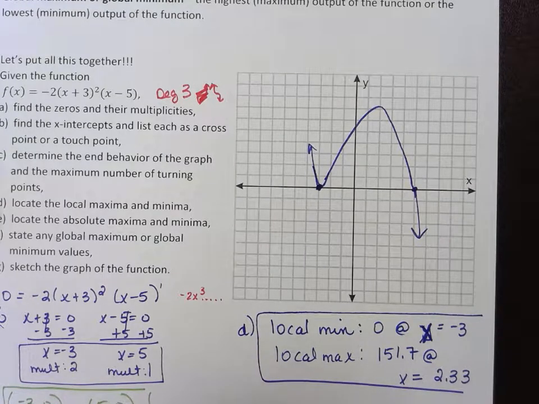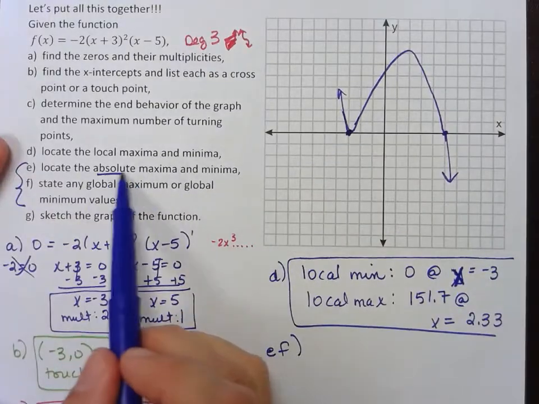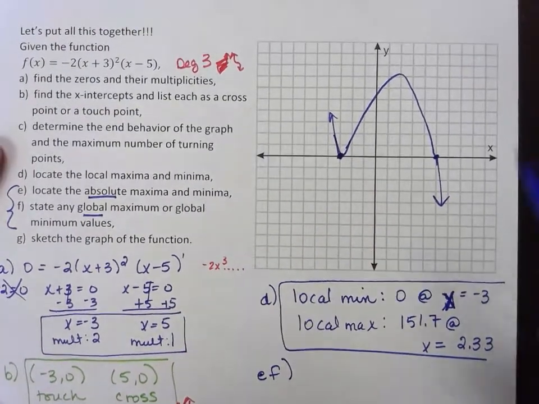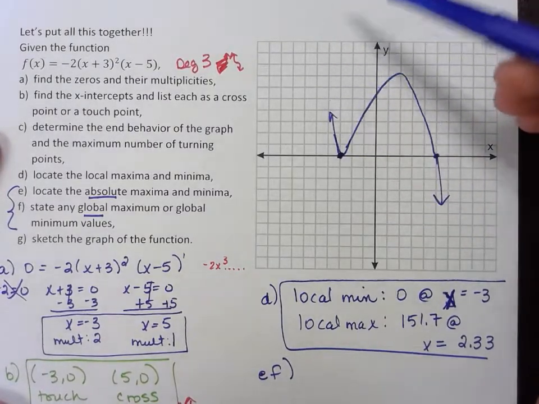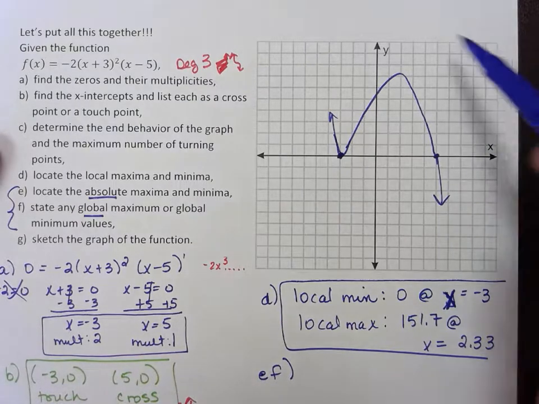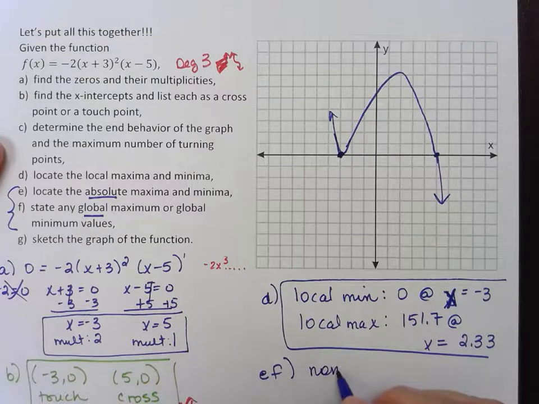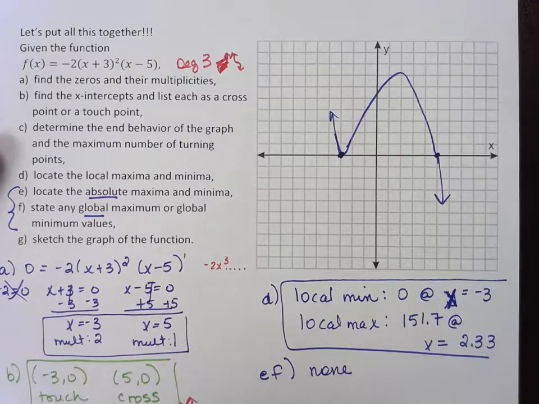E and F, sorry. E and F are pretty much the same. If you have an absolute and if you have a global, they mean the same thing. So looking at this graph, it continues to go up this direction, continues to go down this direction. That means there's not an overall maximum or minimum. So we can just say none. And we've already sketched the graph. This is good enough for our purposes. So we're done with this problem.